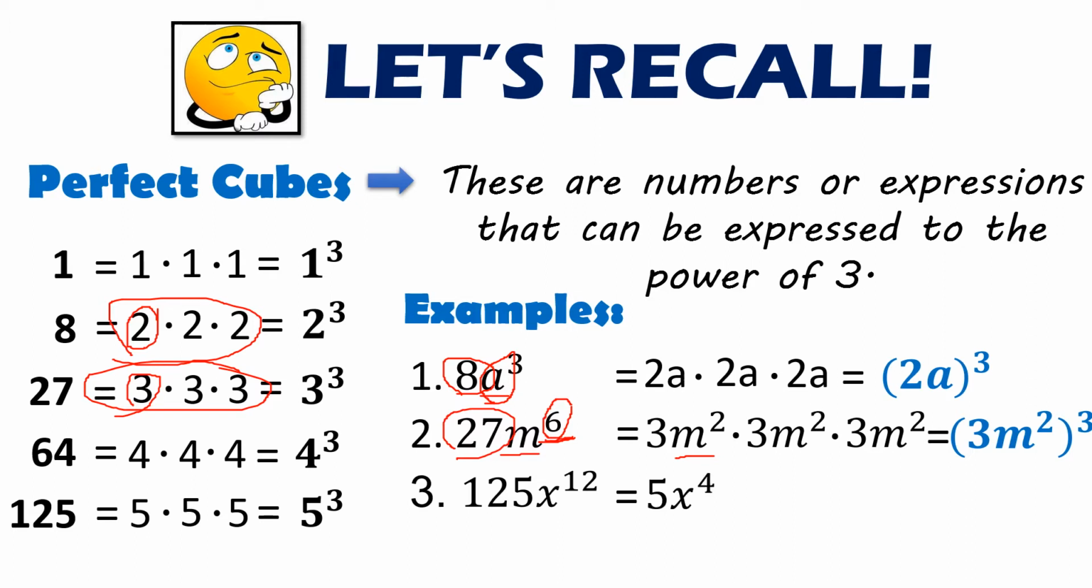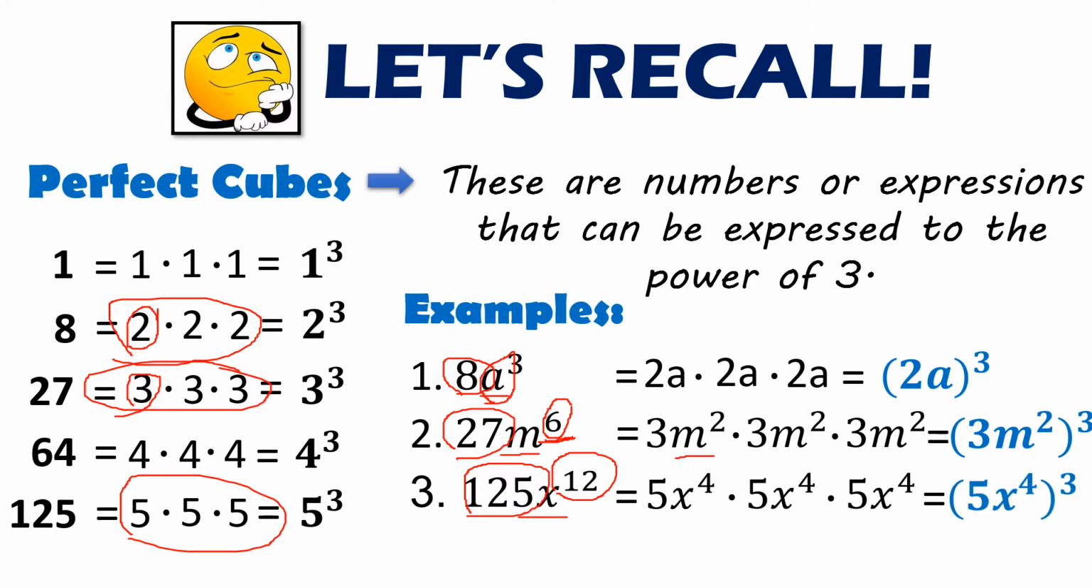Another example, number 3, 125x raised to 12. 125 is a perfect cube because it is factored out as 5 times 5 times 5. How about the variable x? It is raised to the power of 12. Is 12 divisible by 3? That's right. It is divisible by 3. Then it is a perfect cube.